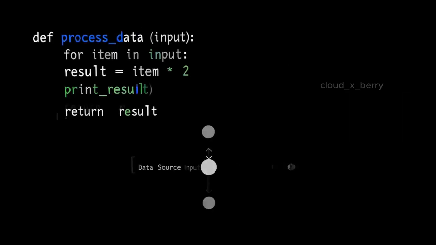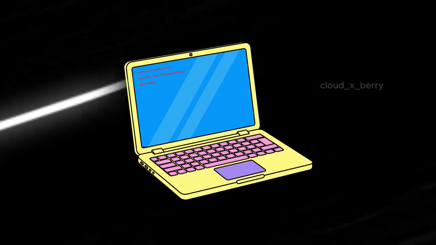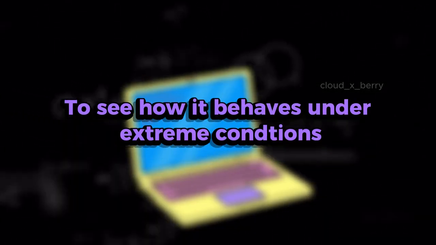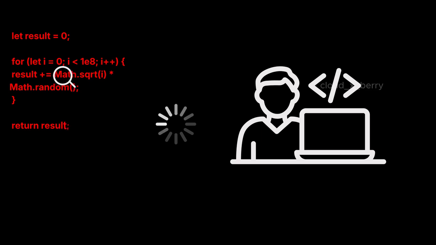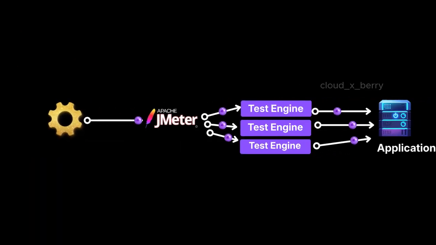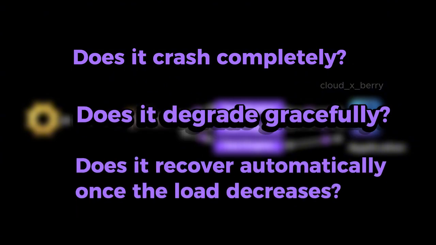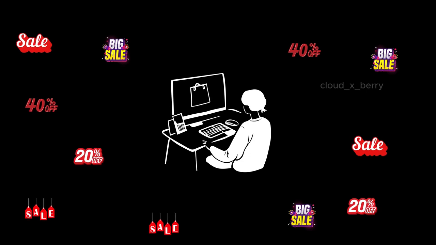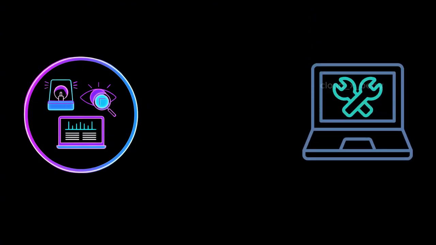But real-world systems don't always operate under predictable conditions. Traffic spikes can happen during sales, product launches, or viral events. That's where stress testing comes into the picture. Stress testing pushes your system beyond its normal limits to see how it behaves under extreme conditions. Instead of testing expected traffic, you simulate sudden spikes, maybe 5 times or 10 times the usual load. The goal is to understand the breaking point of your system. Does it crash completely, or does it degrade gracefully? Does it recover automatically once the load decreases? For example, if your e-commerce platform crashes during a flash sale, that's a critical business failure. Stress testing helps you prepare for such scenarios and design systems that can handle unexpected demand.